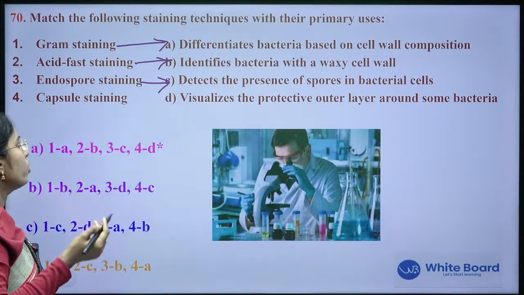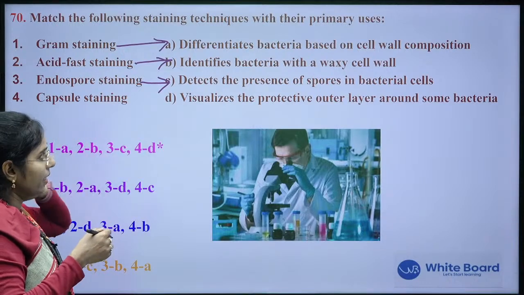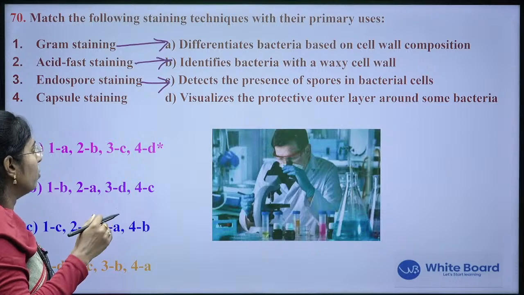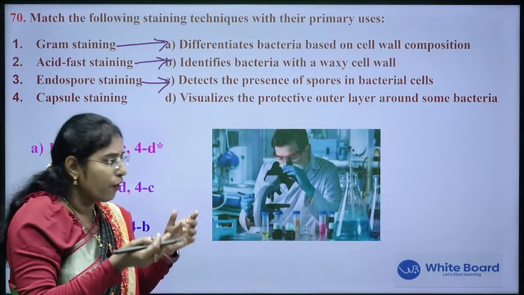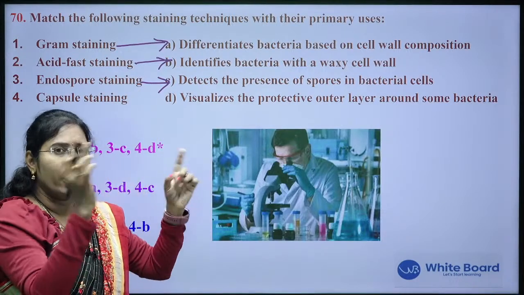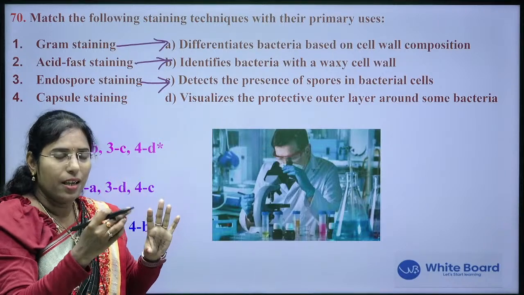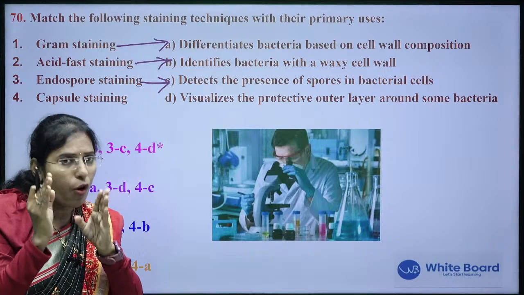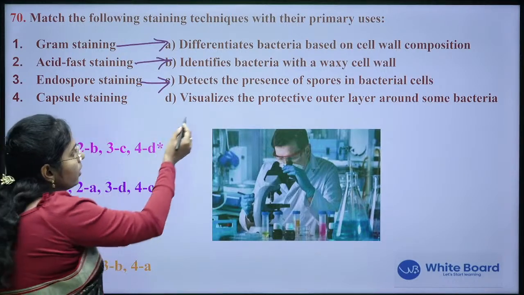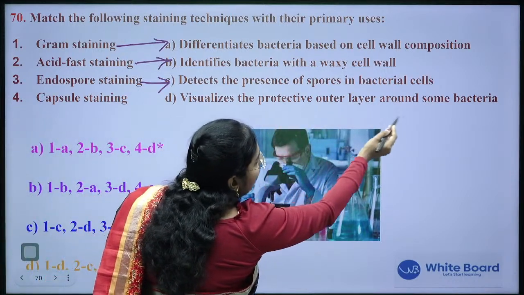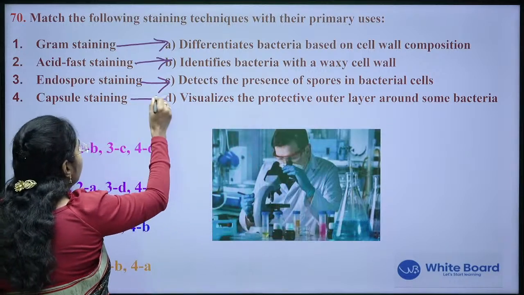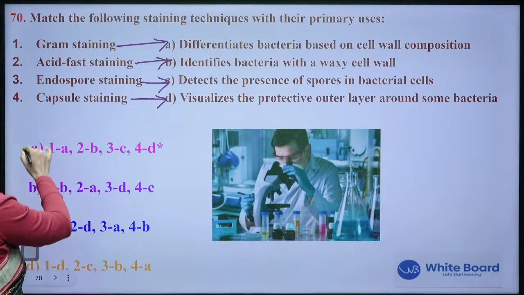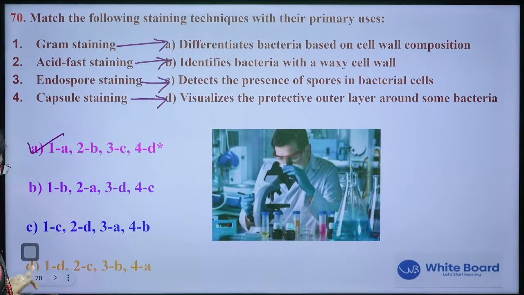And capsule staining. Capsule staining is a technique which stains the capsule. So what is this capsule? These bacteria form an outer protective layer called glycocalyx. That can be in a thin form or a thick form. The thick form is known as capsule. So this visualizes the protective layer around some bacteria. So 1A, 2B. This is the correct option for this one.